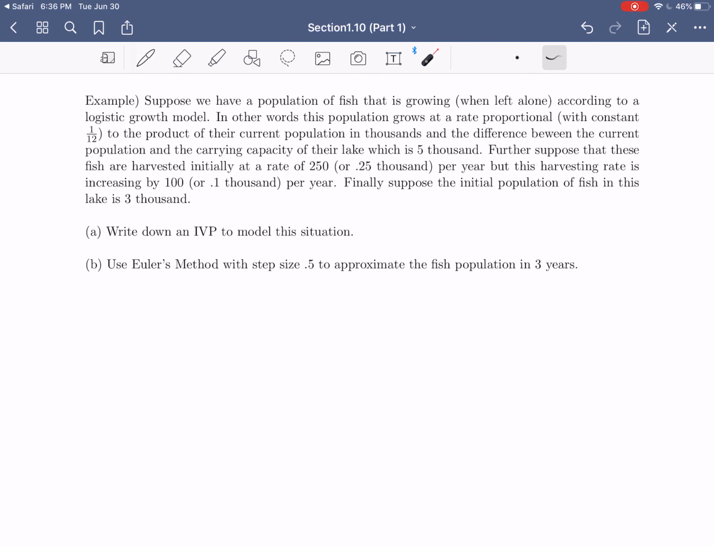So let's go ahead and begin by trying to write down our IVP. We're going to have to talk about dp/dt, the change in the fish population with respect to time, treating the population here in thousands and time in years. So we're told that it has a logistic growth model, and that the constant of proportionality is 1/12, so we know we're going to have 1/12. And then the logistic growth model is the product of their current population, our variable p, and the difference between the current population and carrying capacity. So that should be 5 minus p, because the carrying capacity is 5,000.